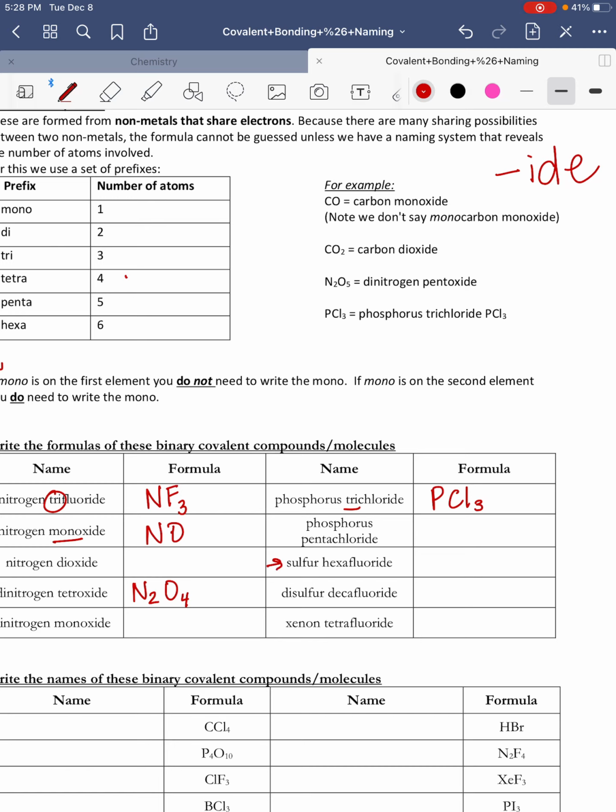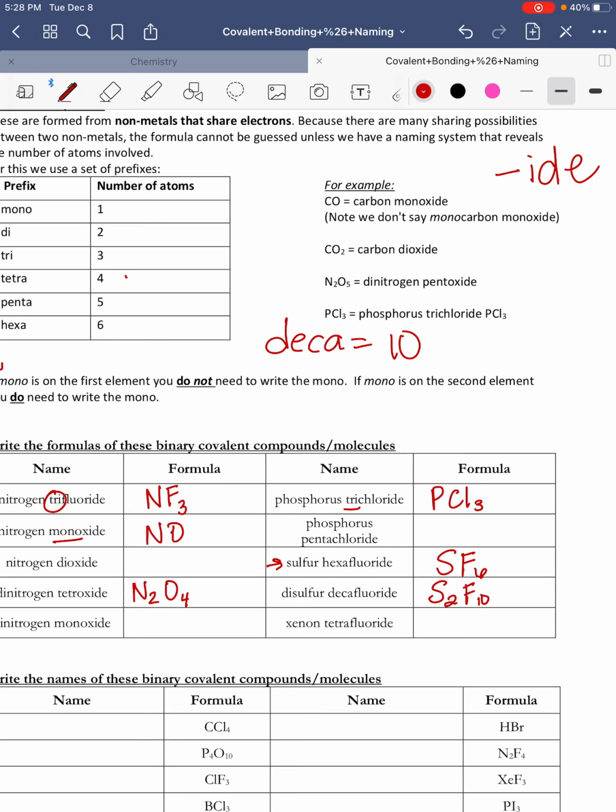Let's try sulfur hexafluoride. Sulfur is S. There's no prefix there, so we don't have to worry about it. And then fluoride is F, and hexa is going to be 6. We have disulfur, so 2. Decafluoride. We didn't talk about deca, but deca equals 10, okay? So we have 2 sulfur, we know it's going to be fluoride, and then deca means 10, okay? Fill out the rest for your practice.